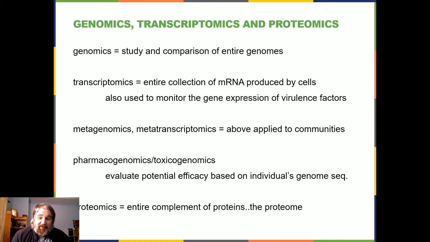And then there's the field that's still reasonably new, right? Pharmacogenomics and toxicogenomics. This is where we're able to evaluate the potential efficacy of a drug or a toxin based on an individual's genome sequence. So in toxicogenomics, you'd be looking at particular vulnerabilities in an individual. Hopefully that's not a bioweapons field. So proteomics. We look at the entire complement of proteins, or the proteome. And Dr. Ricky Cox is pretty big on that, if I remember correctly.